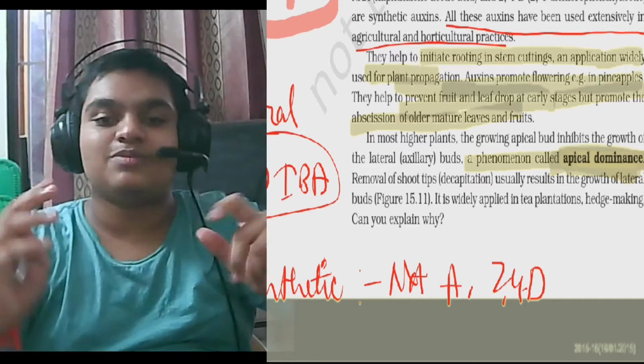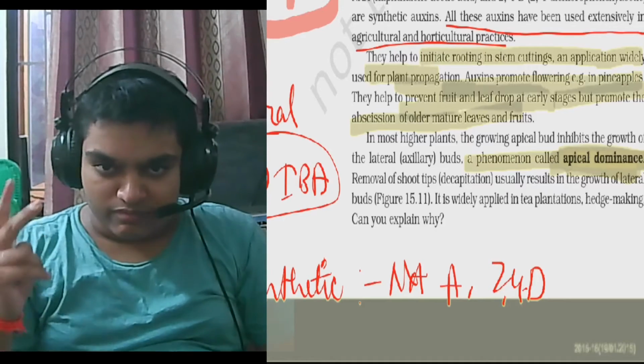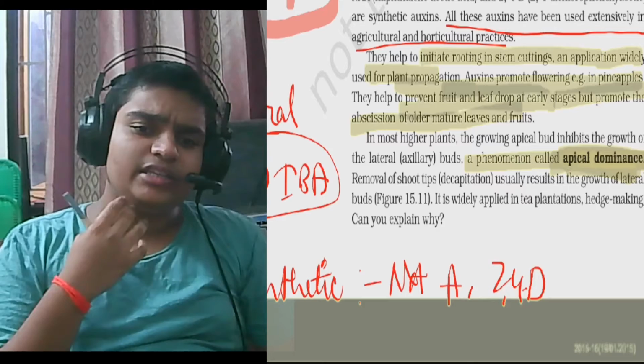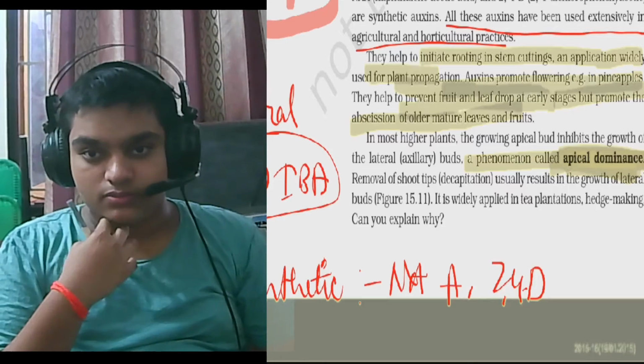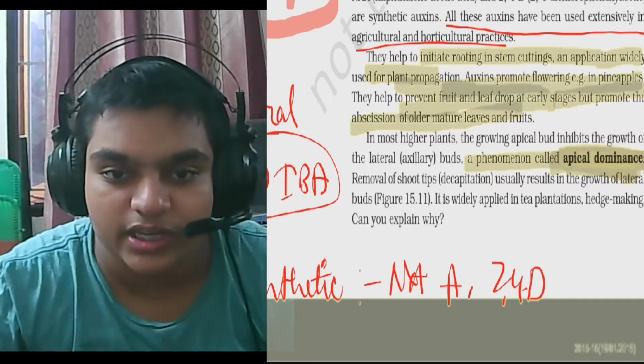In order to make these plants bushy, what they do is cut the apical bud. If they cut the apical bud, there are no auxins there, so they can give the lateral buds a chance to grow.